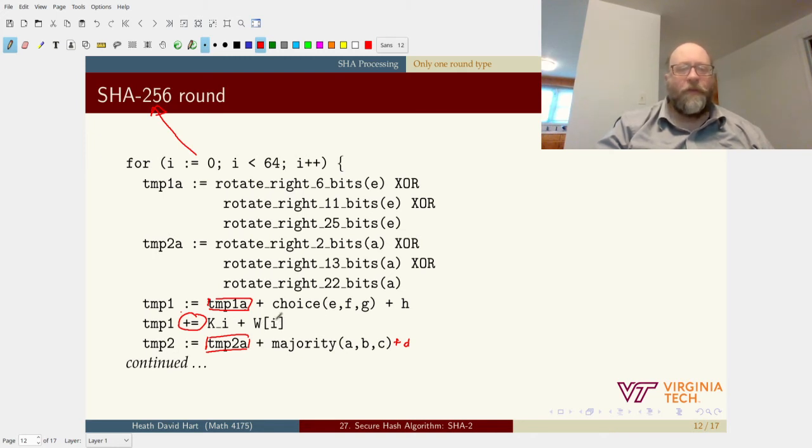And so we're using both of those as part of temp 1 as well. Okay. We're using the choice function and the majority function. We're not using the parity function here.